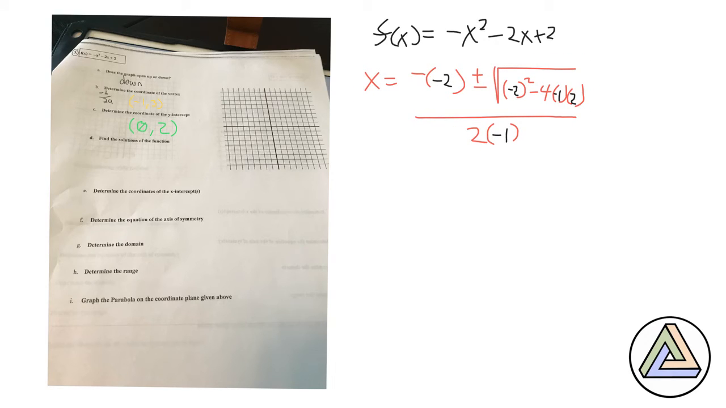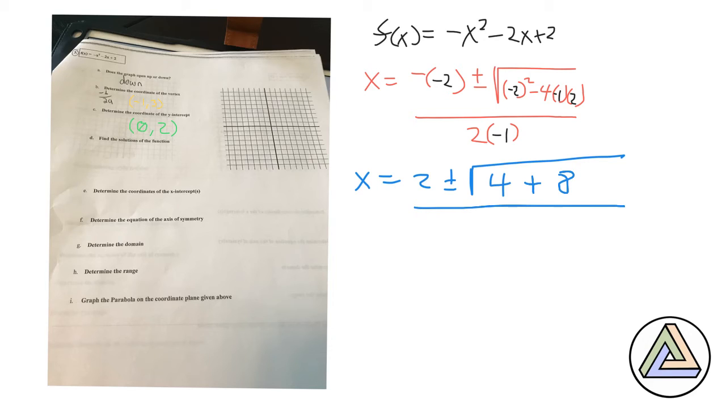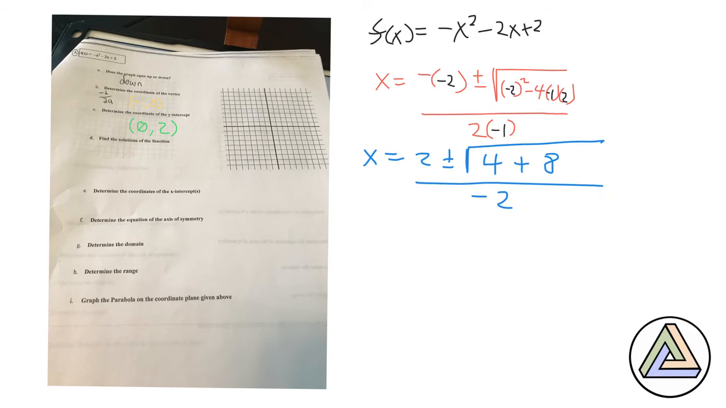Underneath, we're looking at x equals positive 2, because negative of negative 2 is positive 2, plus minus the square root of negative 2 squared, which is 4. And before I even get into this, let's just do this calculation. Negative 4 times negative 1 is positive 4, times 2 is positive 8. So that's going to be a plus positive 8, plus 8, all over negative 2. All right, so that's that one. And let's keep going. So that would be x equals 2 plus minus radical 12 all over negative 2.